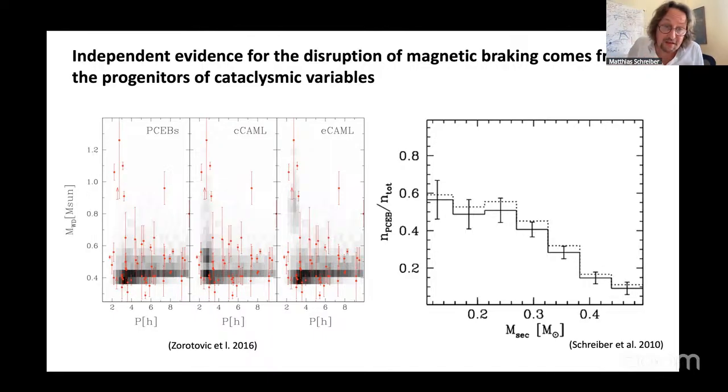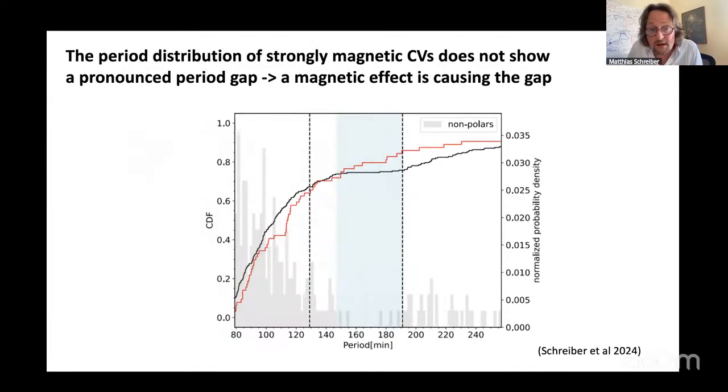If this idea of magnetic braking getting disrupted at the fully convective boundary is true, we should see a difference in the period distribution of CVs where we have a strongly magnetic white dwarf and systems where we don't have a strongly magnetic white dwarf. And this is true.